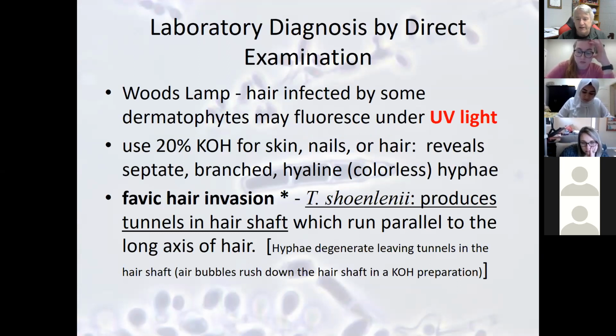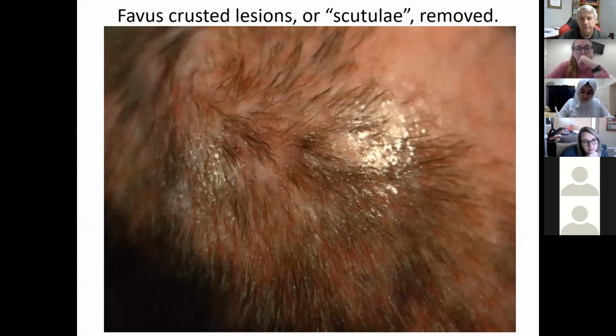Favic hair invasion. Schoenleinii, right? Schoenleinii produces tunnels in the hair shaft which run parallel to the long axis of the hair. They degenerate, leaving tunnels in the hair shaft. Air bubbles rush down the hair shaft in the potassium hydroxide prep. So it's actually invaded the hair. Crusted lesions.